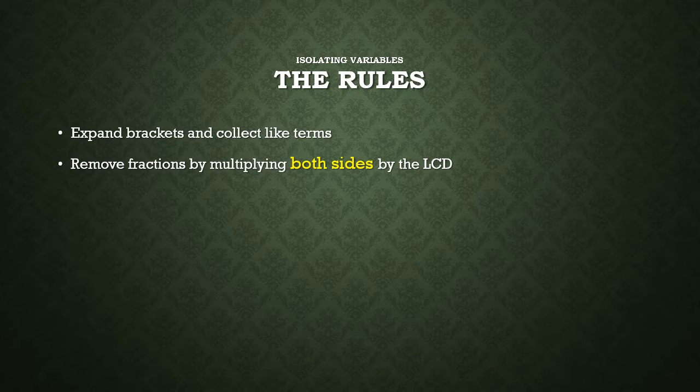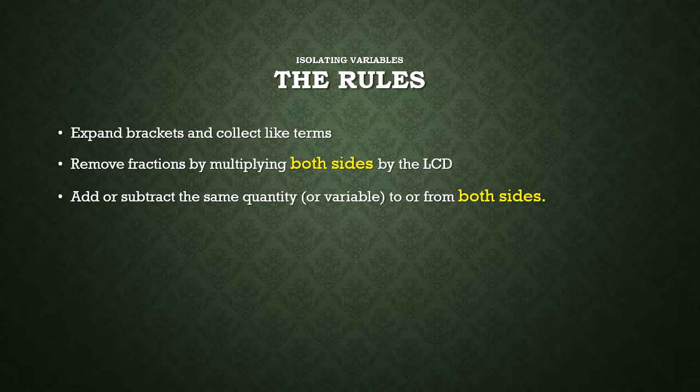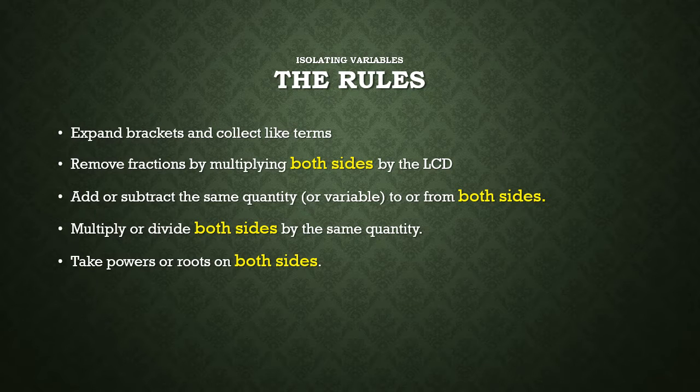Then we've got these other rules. You could get rid of fractions by multiplying both sides by the lowest common denominator, or you could just multiply both sides by the denominators one at a time, whichever works best for you. You could add or subtract the same quantity or the same variable to or from both sides. So that's a thing you could do. You could multiply or divide both sides by the same quantity or the same variable, and you could take powers or roots on both sides.